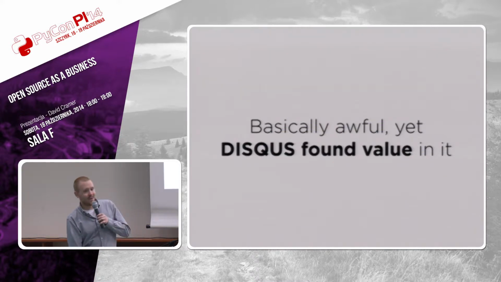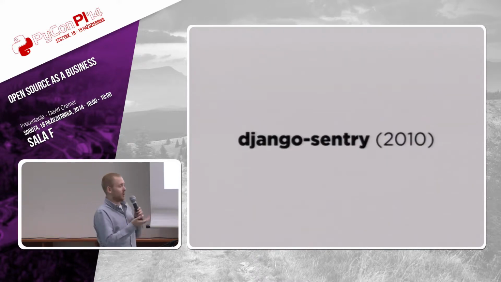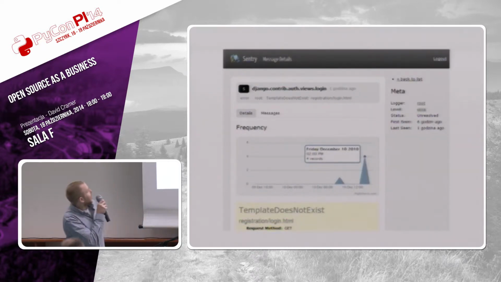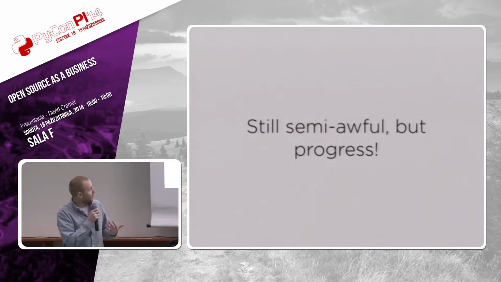So the next month, right after I started, we built what we called Django Sentry, which took Django DB and turned it into an actually kind of useful thing. It was still pretty ugly, in retrospect, but it was better than what we had before. So we were making progress, right?